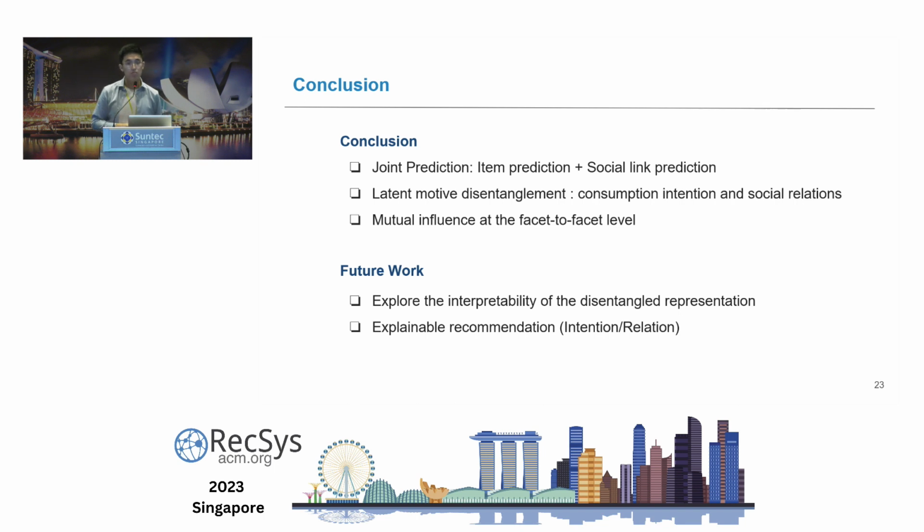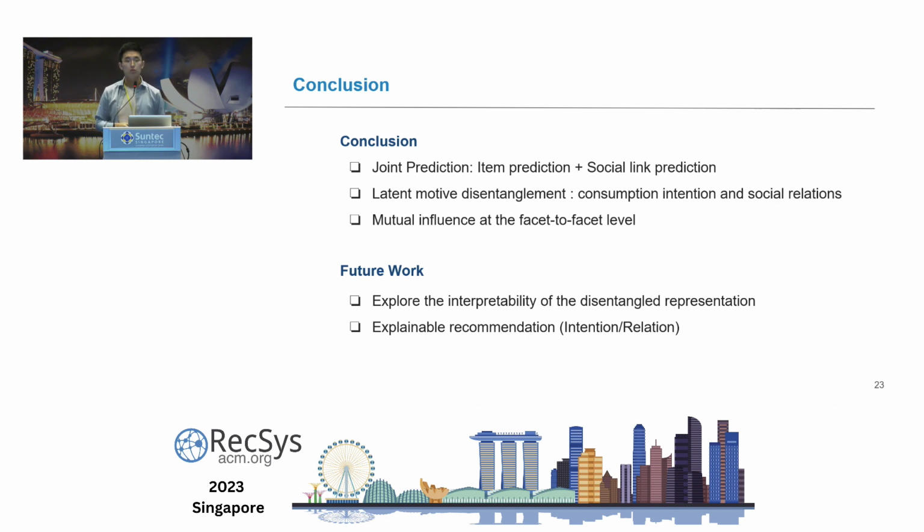So to recap, we propose a joint framework that performs both item prediction and social link prediction. And we conduct latent motive disentanglement corresponding to the consumption intention and the social relations in these two networks. And we differentiate the mutual influence at the facet-to-facet level.